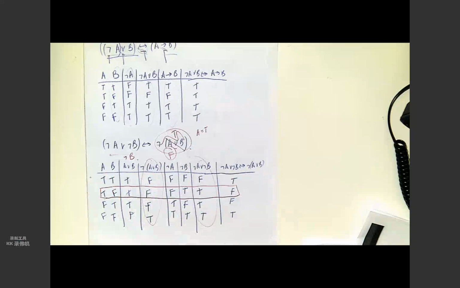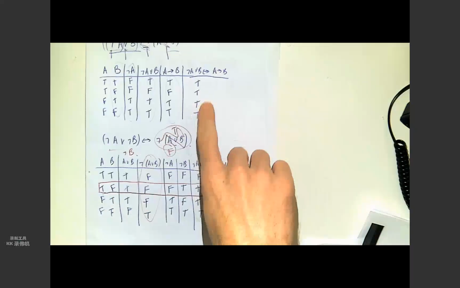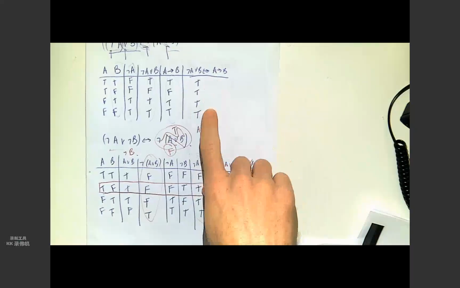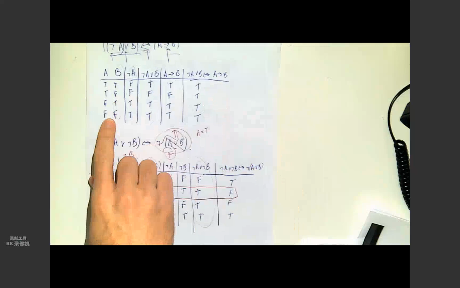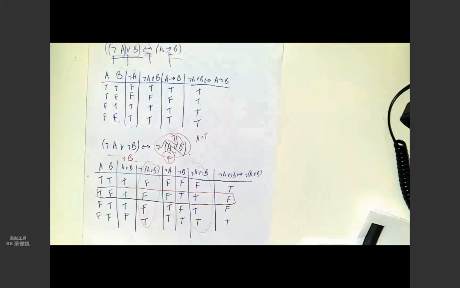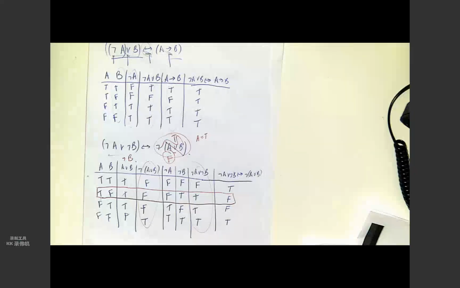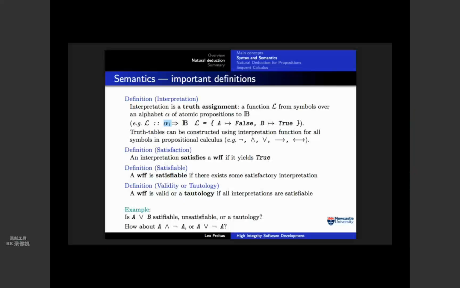Whereas validity or tautology is when you find interpretations that are always satisfiable, namely every single column, every single line there is true regardless of the interpretations you've given. So, for example, A or B, is this satisfiable, unsatisfiable, or a tautology?